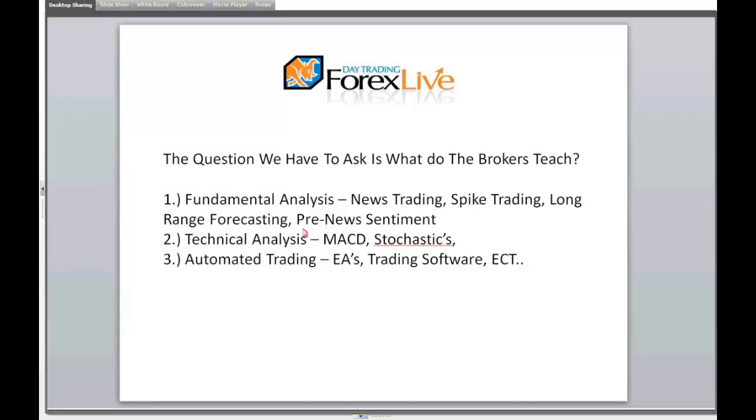There's many different variations under each of them. I've listed a few: news trading, spike trading, long-range forecasting, pre-news sentiment under fundamental analysis. Obviously, technical analysis, there's 1,000 different things people use for technical analysis. Moving average convergence divergence, stochastics, automated trading, EAs, trading software, etc. So there's 1,000 under all of them. You guys are probably thinking of many different ones in each of those categories. So we're going to put 2 and 2 together here.